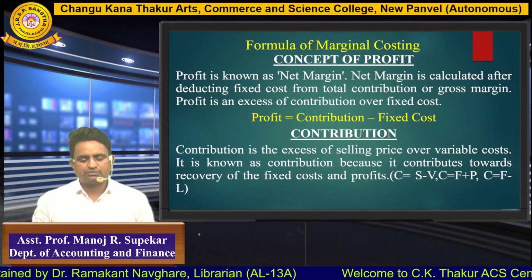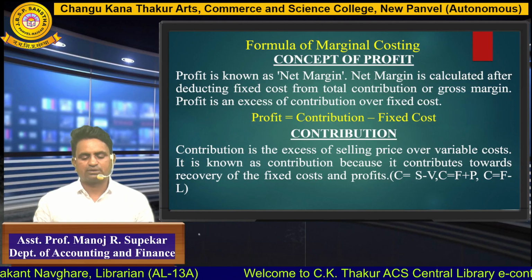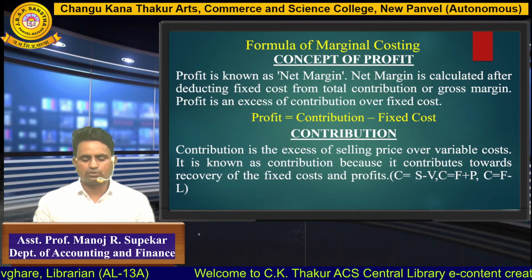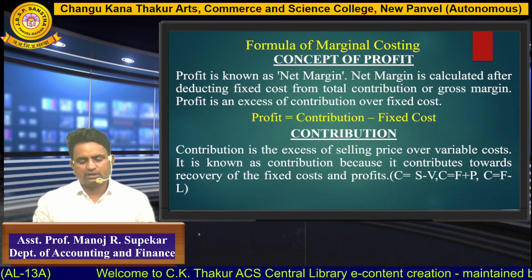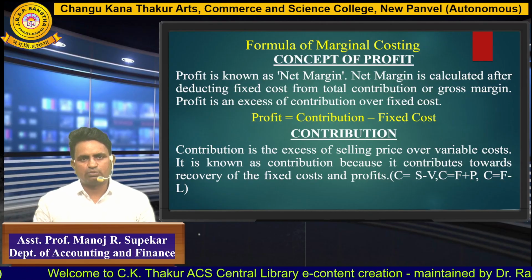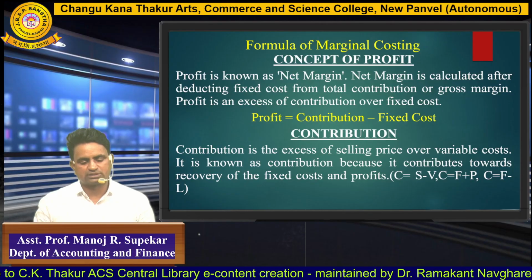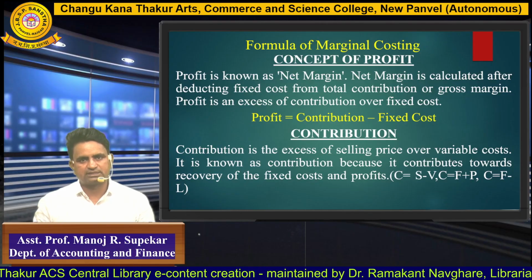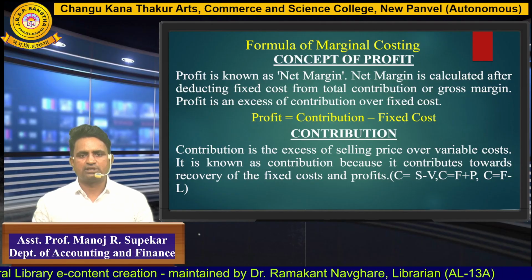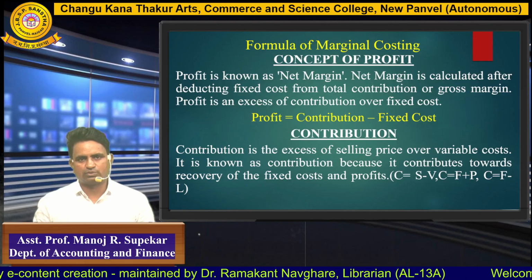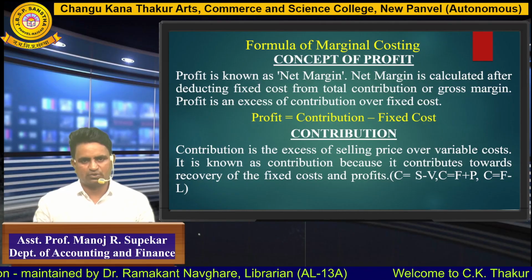So there are different formulas to calculate the profit. That is a very simple formula to calculate the profit. So profit is equal to contribution minus fixed cost. So every company, when you want to find out the profit through marginal costing, can easily use these two things. The first one is the contribution and the second one is the fixed cost. You simply subtract the fixed cost from the contribution, and then you will get the figure of profit.